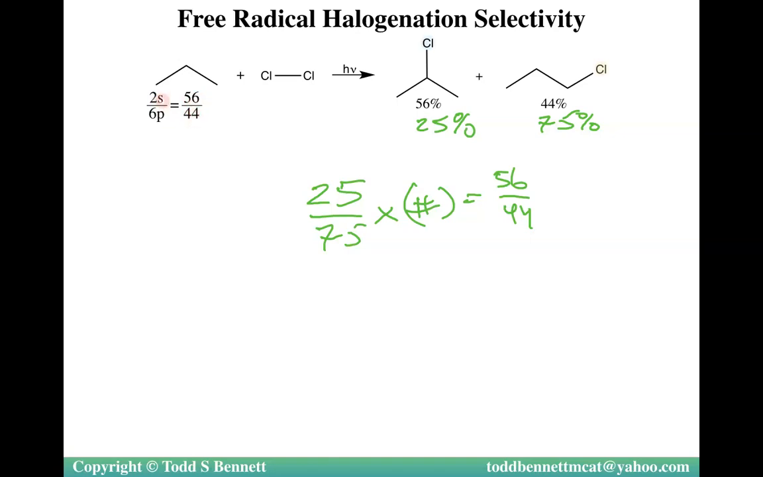And so I'm going to call it the secondary to primary favorability ratio. So 2 over 6 is this part. S over P is this part, the secondary to primary reaction preference, and 56 over 44 is the observed distribution. So math is kicking in. So hopefully this makes sense.